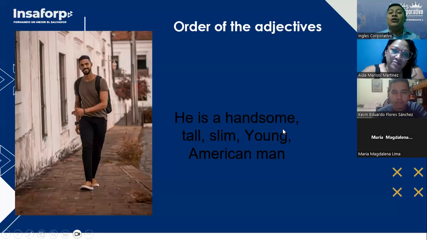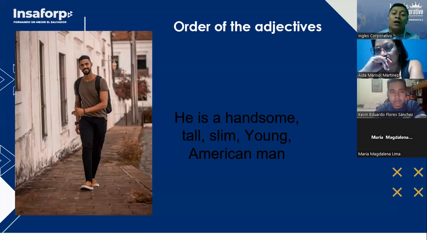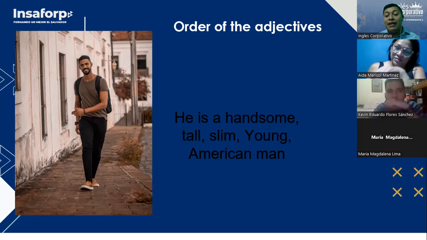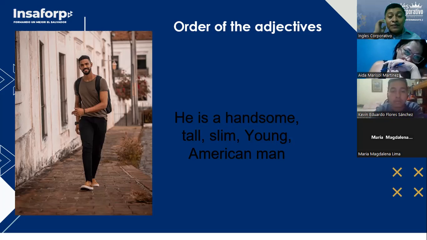Then, he is a handsome. Handsome is an opinion. I can say he is a handsome man, he's an ugly man, he is a very attractive man, he's a well-built man. So, opinion. Then we have size, tamaño, right? Here we have tall, short, or medium height. In this case, tall. Then we have slim. And then we have young and origin, which is American man. He's a handsome, tall, slim, young American man. Okay? So we can describe one person in one sentence.